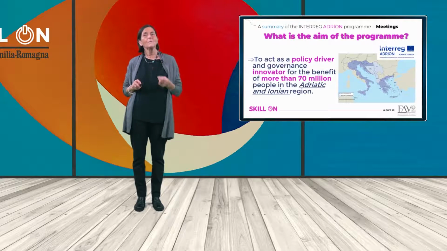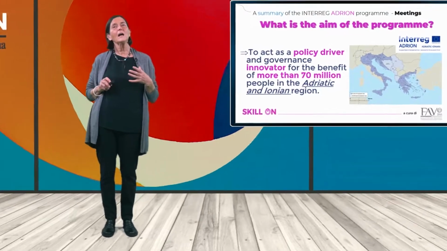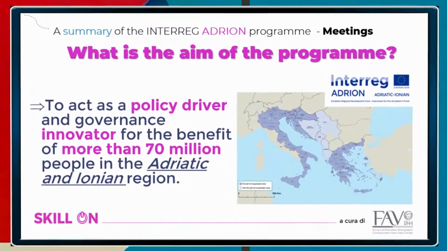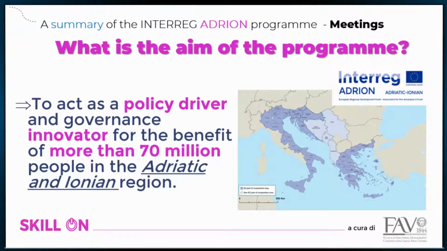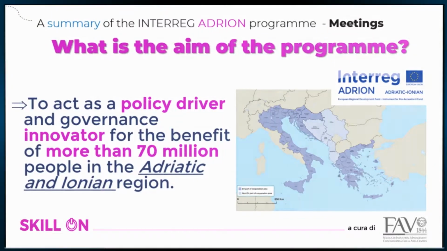So the aim of the programme is to drive the policy, so to act as a policy driver. Remember, policy is la politica or le politiche. To drive is to manage or to guide. And to act as a governance innovator for the benefit of how many? More than or over 70 million people in the Adriatic and Ionian region. So as you can see, it's a big project.